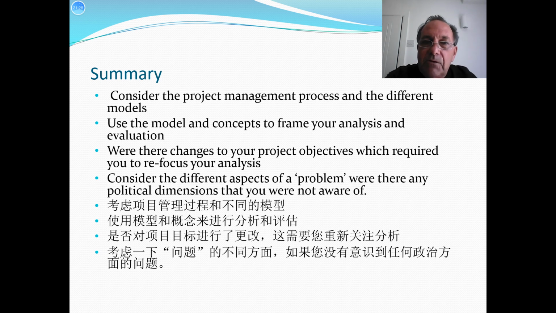And where there were changes to your project, reflect back and discuss what you needed to do, how you handled it, and whether there were any issues that were difficult to resolve. And finally, think about how successful you were in delivering your project aims and objectives as identified in your project brief.